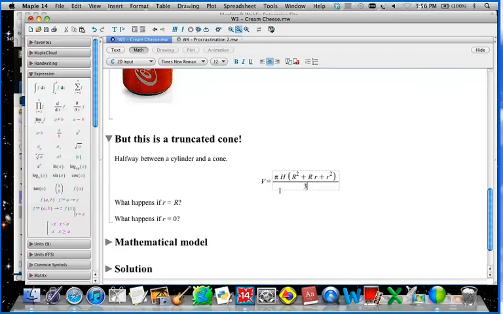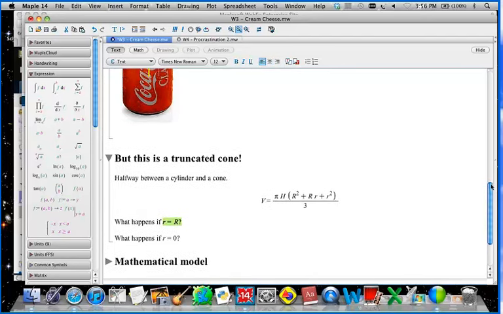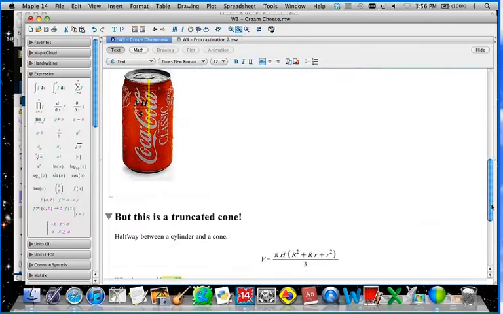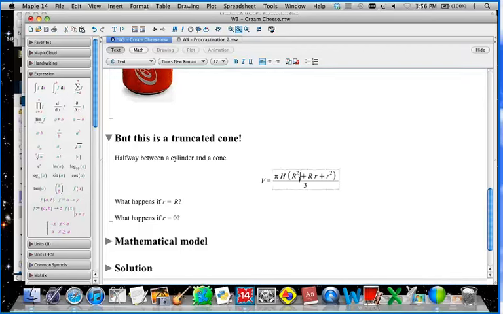Let's see how. What would happen to the shape if little r were big R? Okay, let's come back up to the picture here. So here's our tub of cream cheese. If little r were the same as big R, that should just be a cylinder. Shouldn't that formula then just reduce to the volume of a cylinder? Well, let's see. This is a great thing that Maple can do.